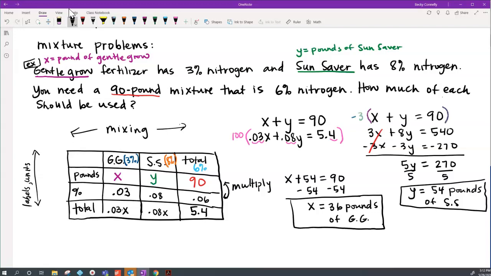All right, so that's what I came up with. 54 pounds of the Sun Saver fertilizer, and I need 36 pounds of the Gentle Grow fertilizer. Is that what you guys came up with? If not, what questions can I answer there for you? Please just either unmute yourself or type something into chat if you have questions about that.